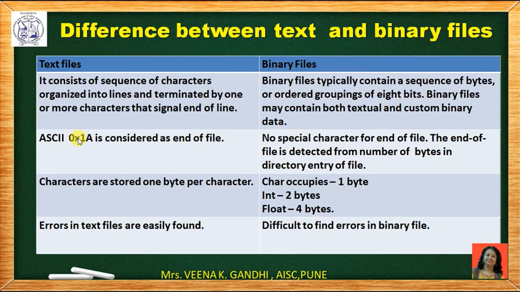In a text file, ASCII 0x1a is considered as end of file. Here, in a binary file, no special character is for end of the file. The end of file can be found from the number of bytes in the directory entry of the file. In text files, characters are stored 1 byte per character. In binary files, a character occupies 1 byte, int data occupies 2 bytes, float occupies 4 bytes, like that. Errors in a text file are easily found, but errors in binary files are very difficult to find.